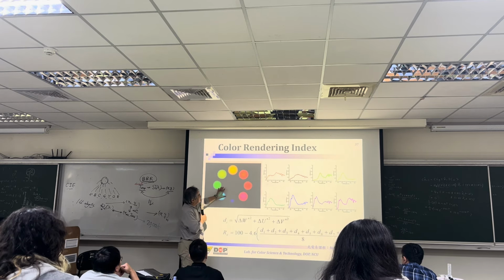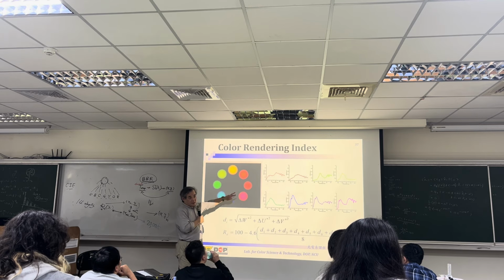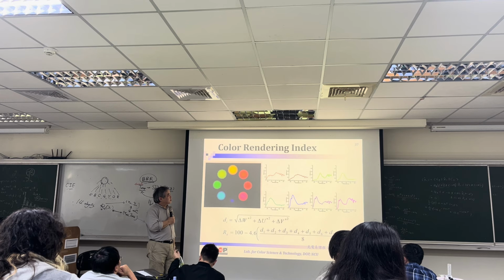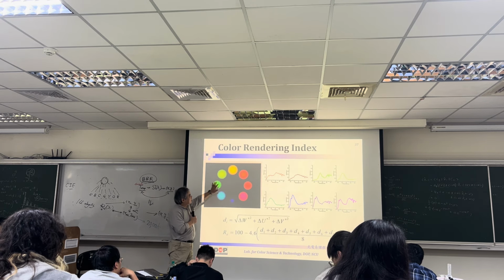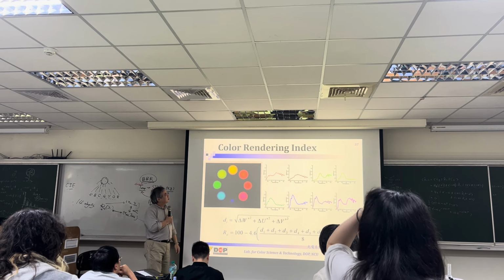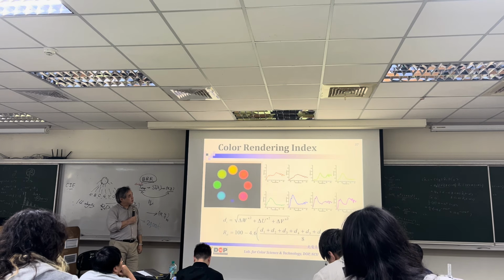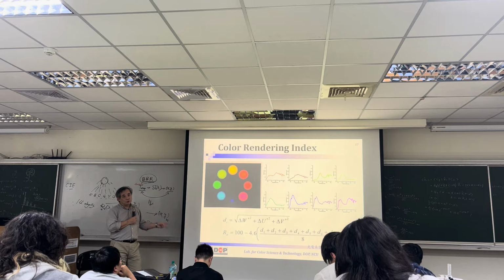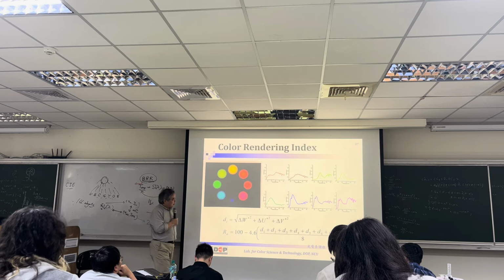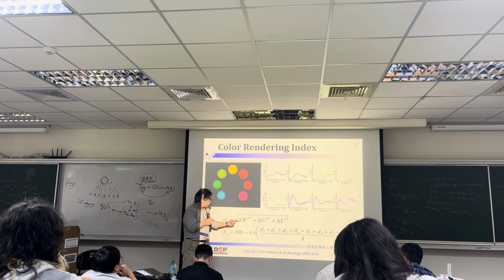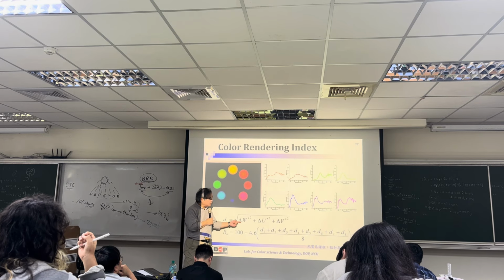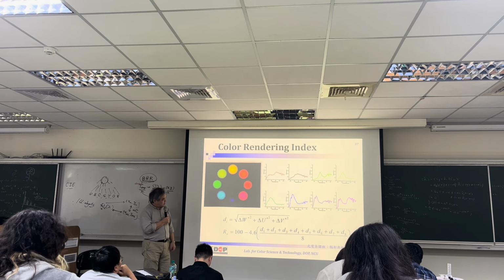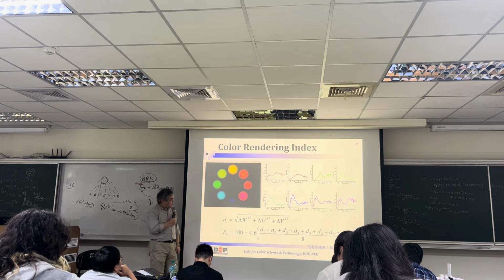So we have 8 samples and 2 light sources. One is the testing light source, the other is the standard light source. So each light source shining on the 8 color samples, we will create 8 different color coordinates. So we have 2 sets of 8 color coordinates, and each one can calculate their own color distance, color difference. Okay, so the coordinate distance is used to calculate the color difference.